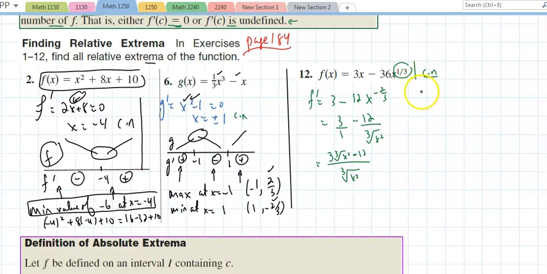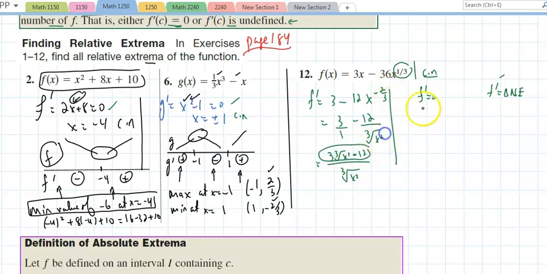I'm going to say, where does the derivative equal 0? Where does the derivative not exist? The reason I didn't bring this up in the previous problems, this is a linear equation, this is a quadratic, they're always defined. No need to say where does it not exist if it always exists. So here, where does the derivative equal 0?